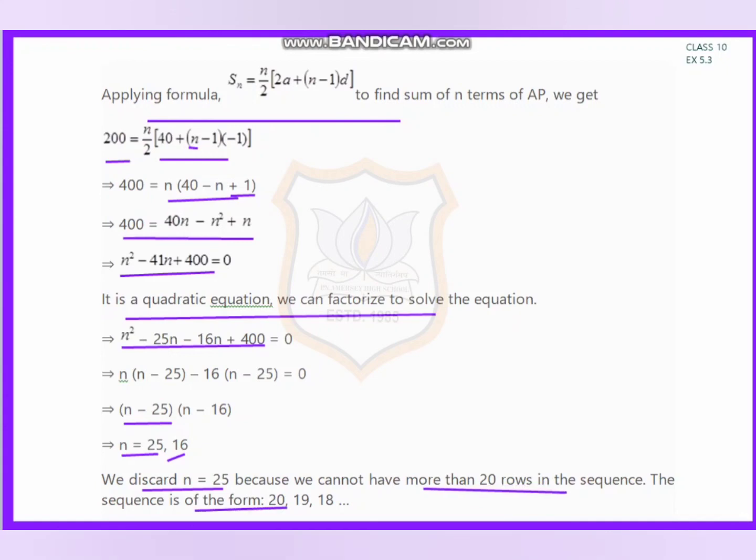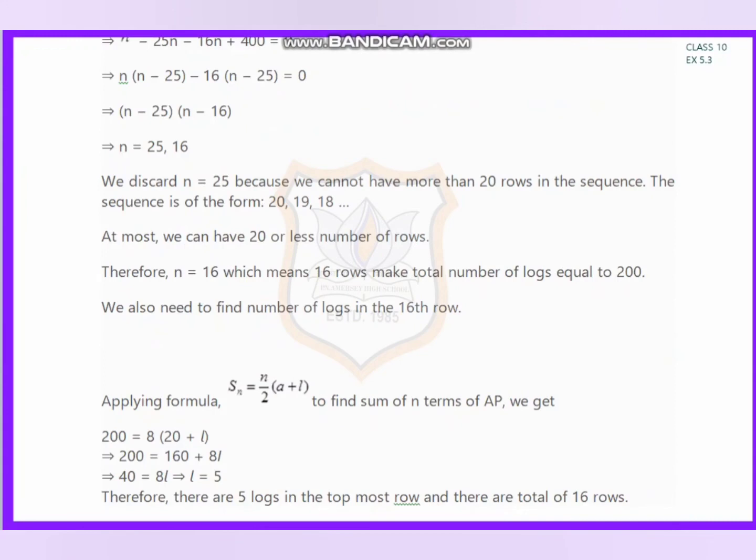So in the sequence 20, 19, 18, the number of rows is 16. By applying the formula of Sn, we put in the value: 200 equals 8 into 20 plus L. So we get the value of L equals 5.